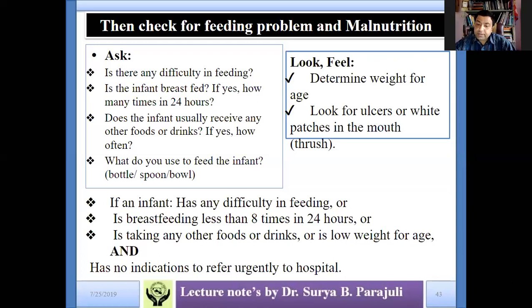If an infant has any difficulty in feeding, or is breastfed less than 8 times in 24 hours, or is taking any other foods or drink, or is low weight for age, and has no indication to refer urgently to hospital, in these conditions you need to be careful.